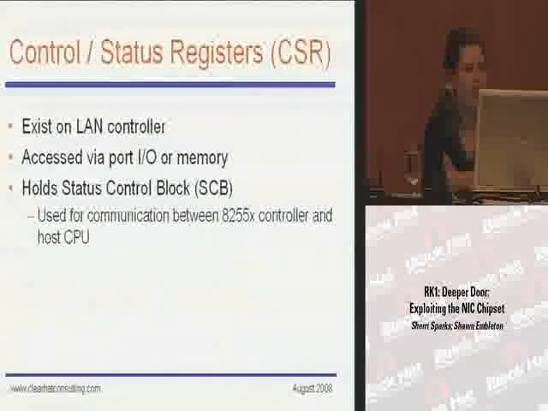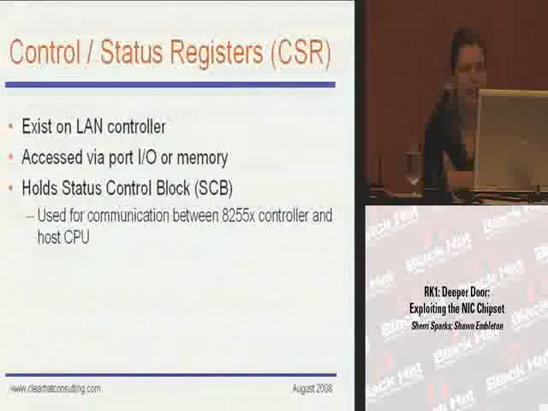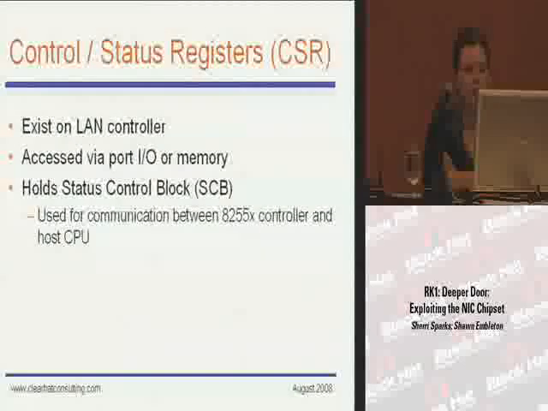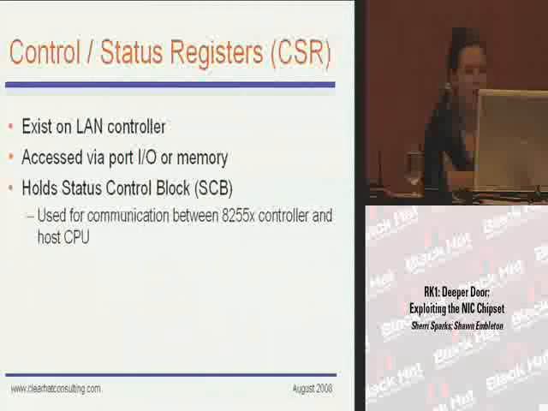So the control and status registers exist on the LAN controller. They can be accessed either using port I/O or shared, mapped memory. The most important thing that the CSR holds is the status control block. The status control block is important because it's used to manage communication between the host CPU and the LAN controller.